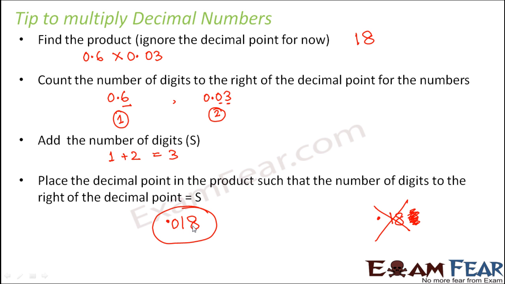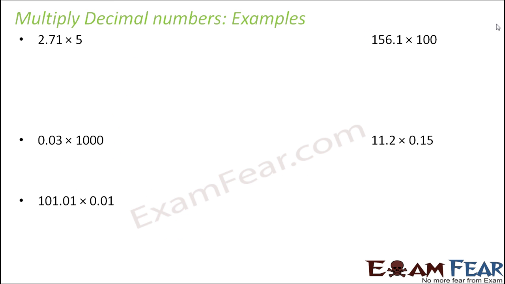So very clearly remember these steps and follow them, and you will be able to multiply any decimal numbers without any problem. We will definitely try out more examples, but before that, let us look at these. The first example is 2.71 multiplied by 5. We will proceed step by step: step 1, step 2, step 3 and step 4.